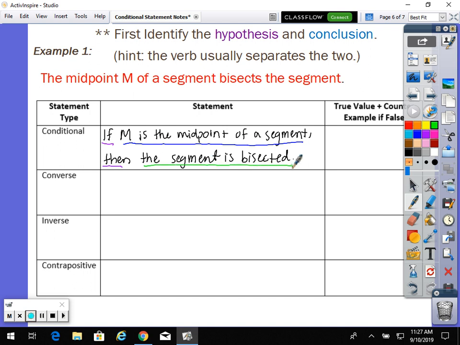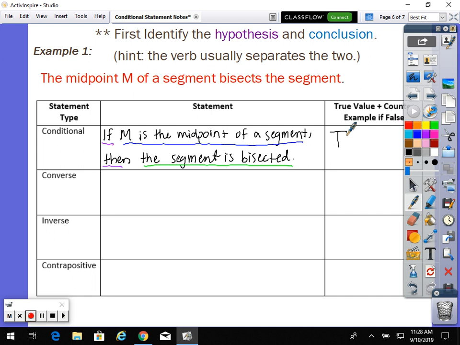Now notice that the hypothesis and the conclusion are not including the words if and then. The hypothesis does not include if. The conclusion does not include then. So they are separate from that. So let's analyze that statement. If M is the midpoint of a segment, then the segment is being bisected. Well, that is true. If you have a midpoint on a segment, then that segment is being bisected because the midpoint is cutting that segment into two equal pieces.